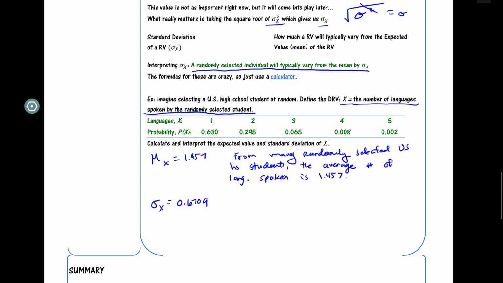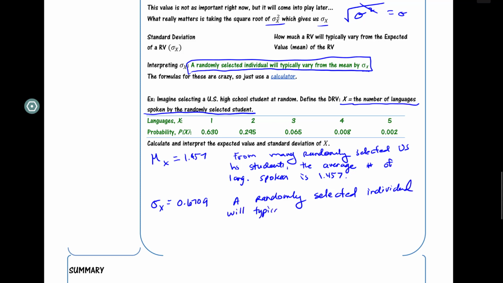And this is where things start to get a little bit more interesting. From this, we are going to use this sentence starter here, and we'll state that a randomly selected individual will typically vary from the mean number of languages spoken by 0.6709. Now, on its own, that still doesn't make a lot of sense.